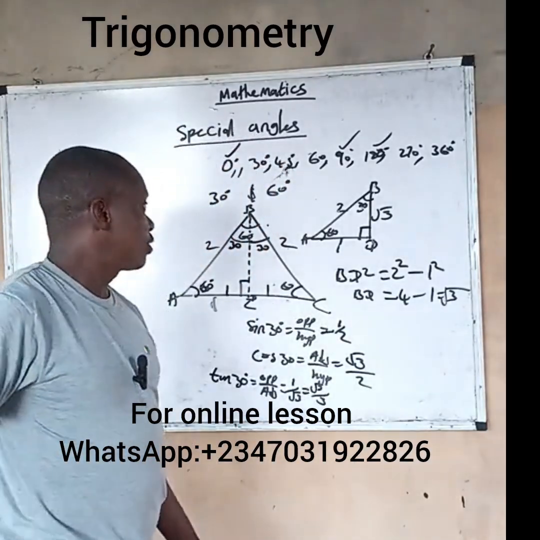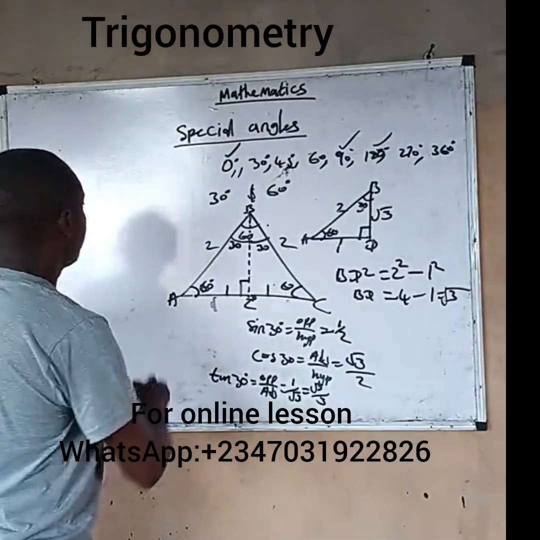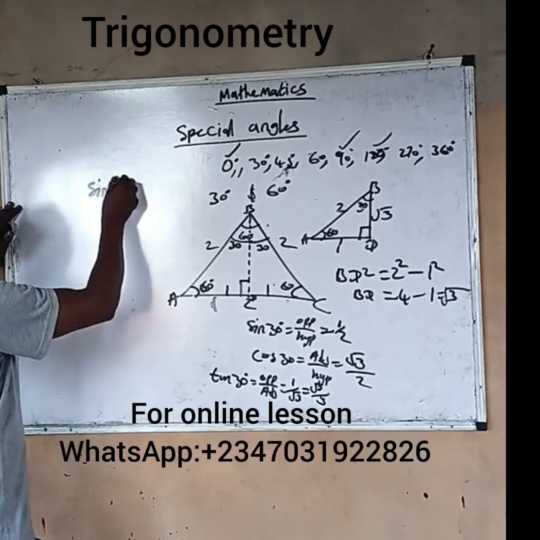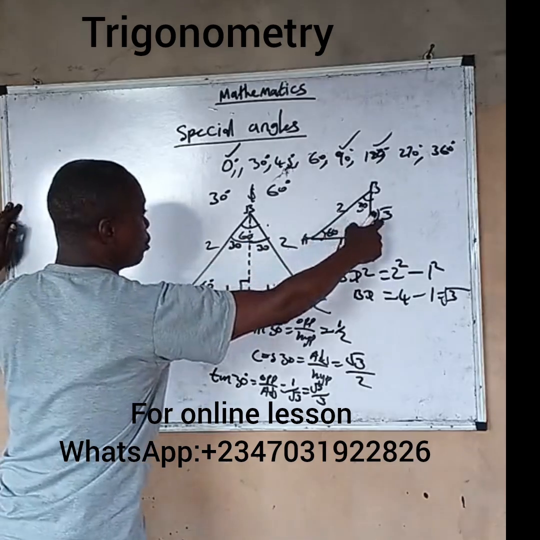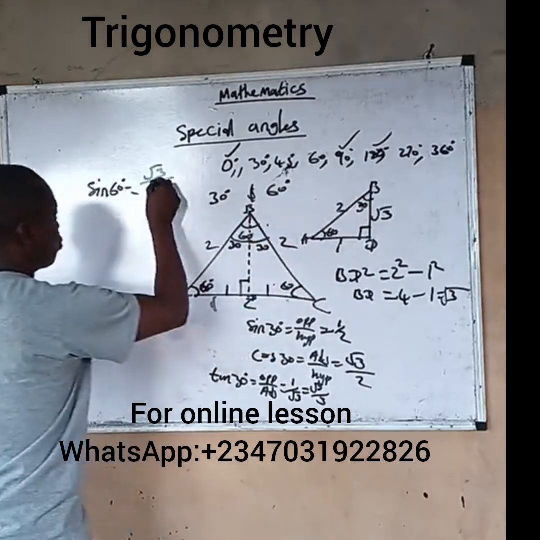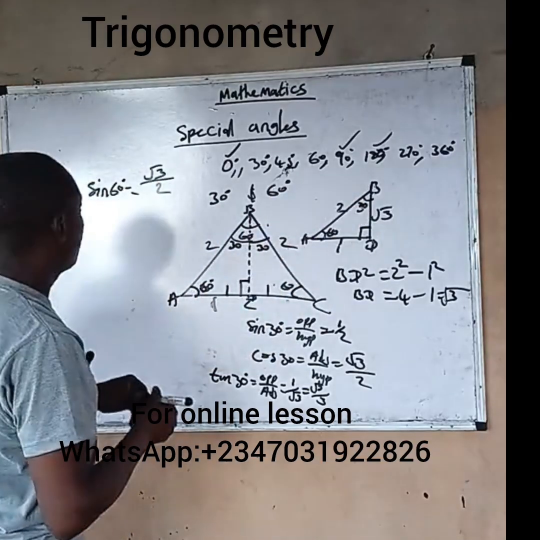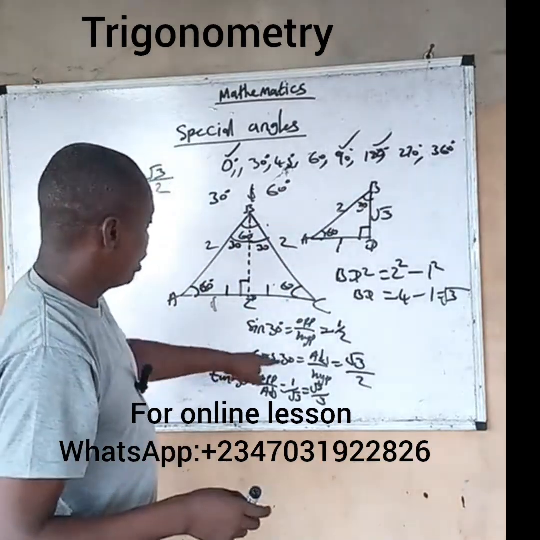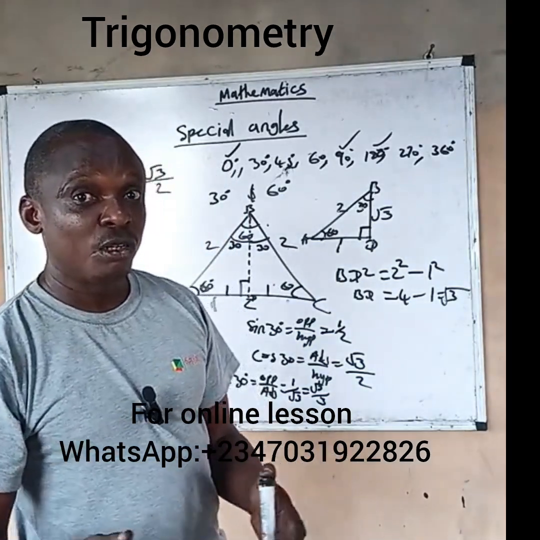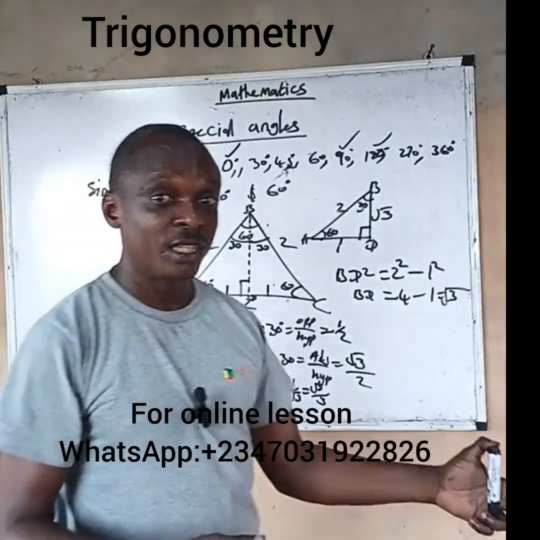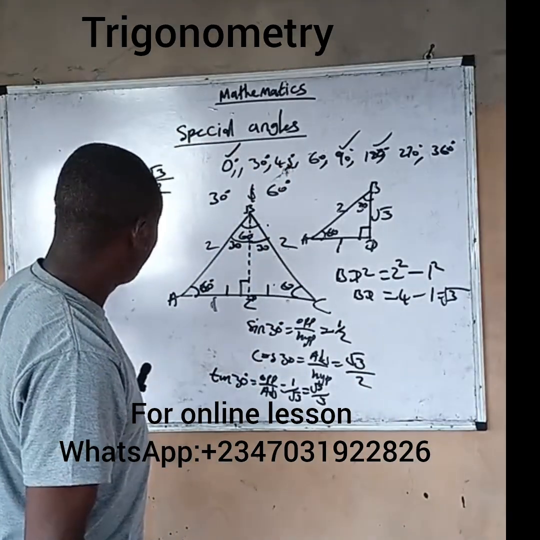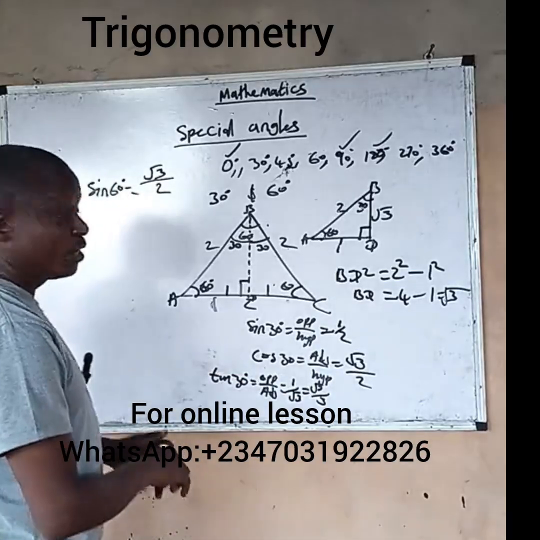So let us now look at 60 degree from the same triangle. Now, sine 60 degree, this time around, this is 60, this is the opposite of the 60, which is root 3, over the hypotenuse 2. So sine 60 is root 3 over 2, while cos 30 is root 3 over 2. Remember we did the complementary angle relationship between sine and cos. So we see that sine theta is equal to cos of 90 minus theta. That is playing here now. You can see that sine 60 is equal to cos 30.